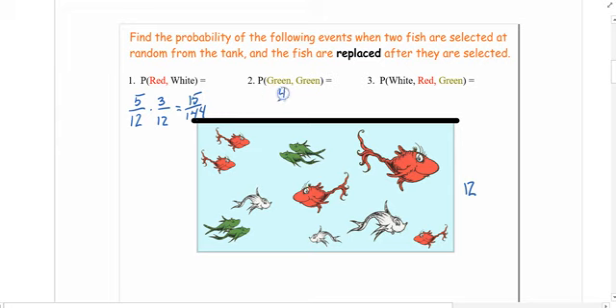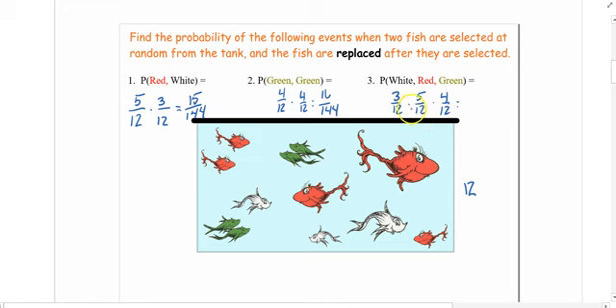Green-green would be, there's 4 green fish, so 4/12 times 4/12. And that would be 16 over 144. And then red, white, and green, so that's one of each. So white fish would be 3 out of 12. Red fish would be 5 out of 12. Green fish would be 4 out of 12. We would multiply all those things together and see what you get.